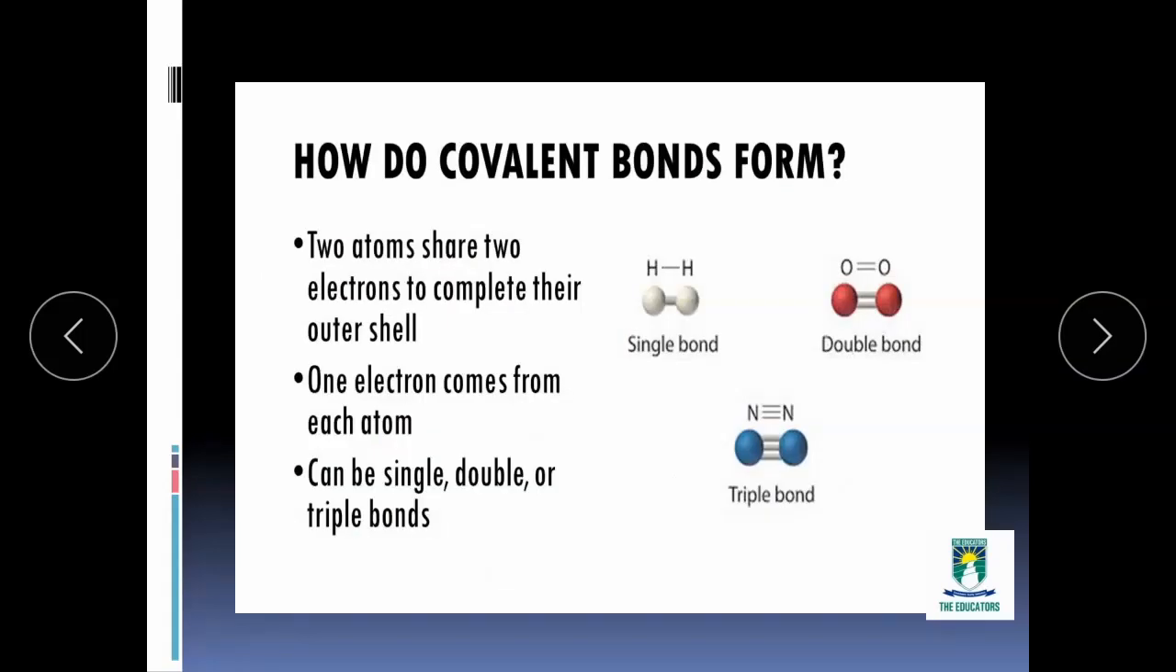How does a covalent bond form? Two atoms share 2 electrons to complete their outer shell. 1 electron comes from each atom. It can be single, double or triple. So students, a covalent bond may be a single, double or triple bond. If there is the sharing of 1 electron from both sides, it is called a single covalent bond. If there is a sharing of 2 electrons from both sides, it is called a double covalent bond. Whereas if there is a sharing of 3 electrons from both atoms, it is called a triple covalent bond.